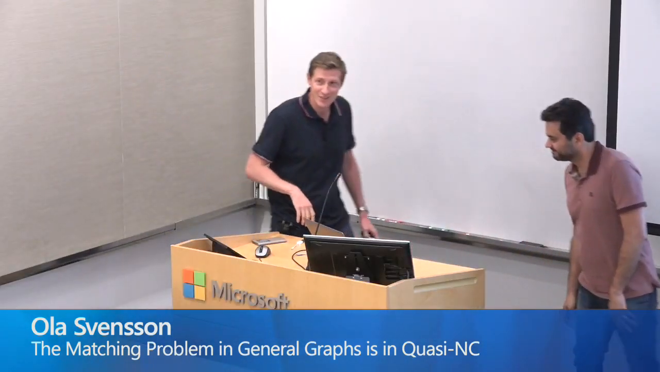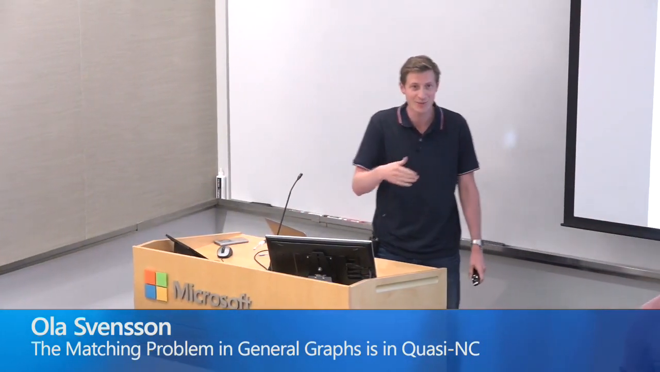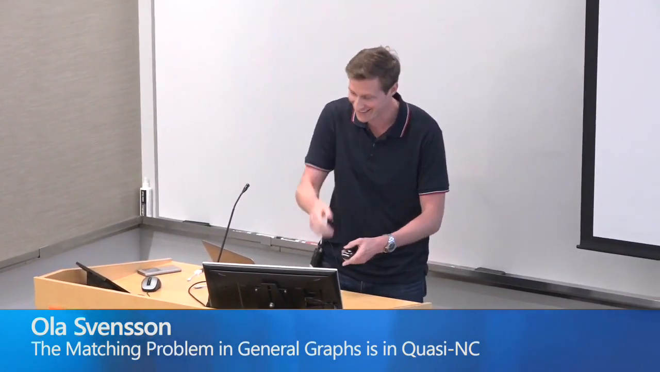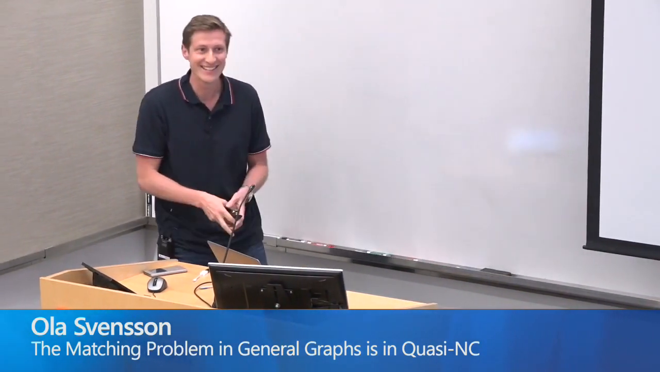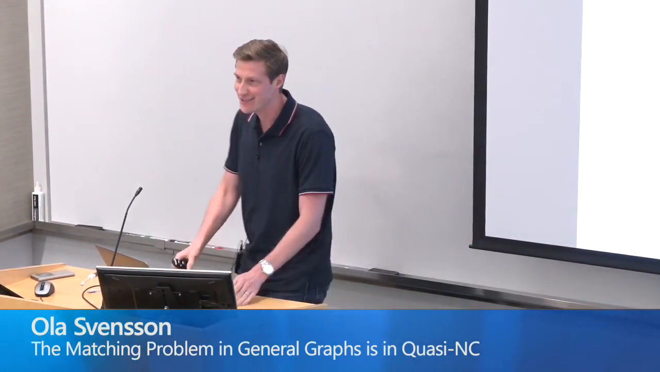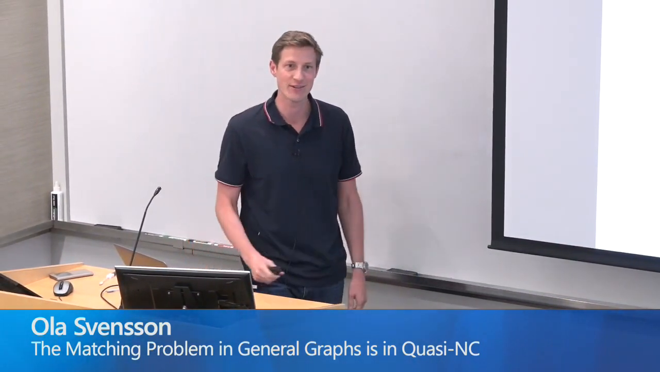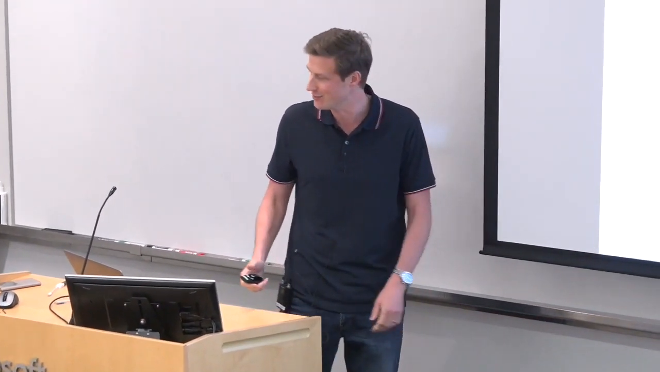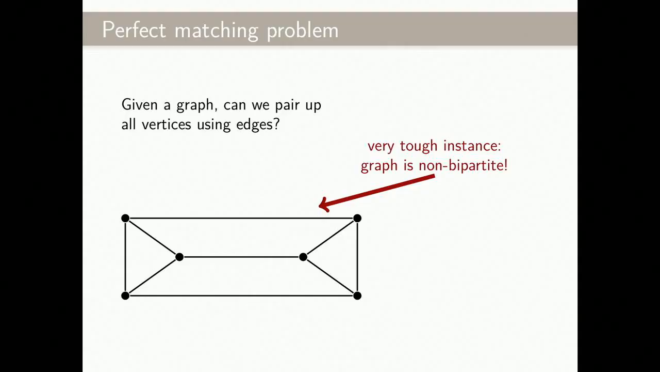Thank you. This is joint work with Jakob, who is not here. We care about deterministic algorithms in parallel time. There is a well-known randomized algorithm that works in parallel time, so how can you get deterministic algorithms? Let's start. Maybe many of you know the problem.